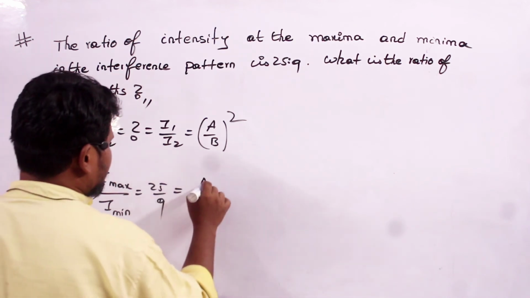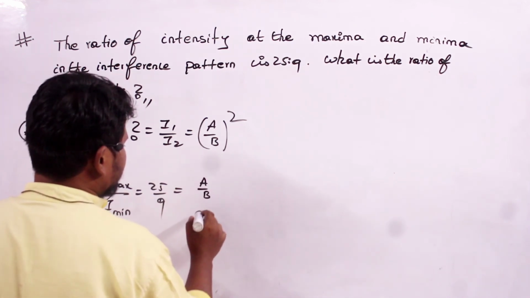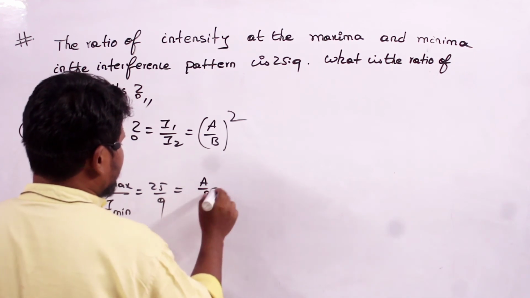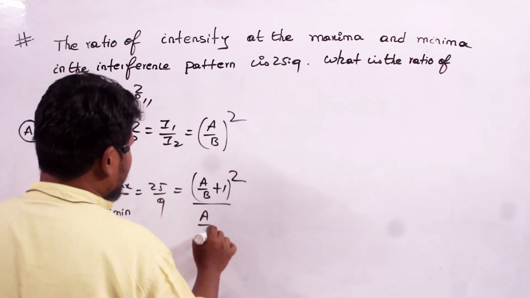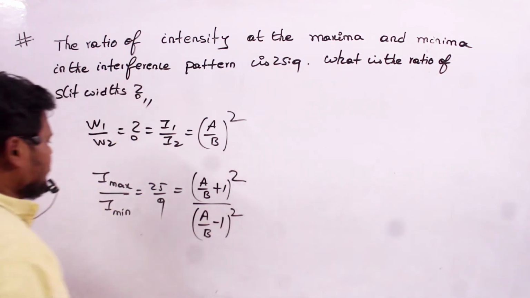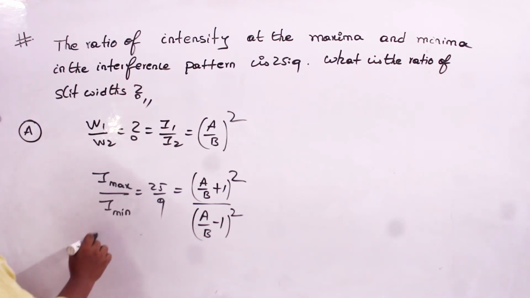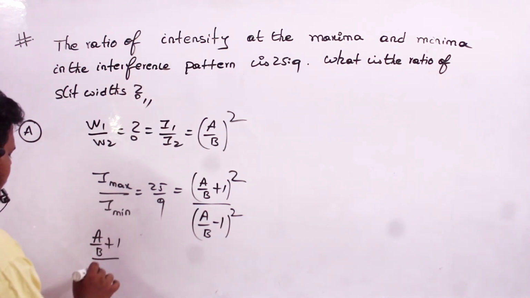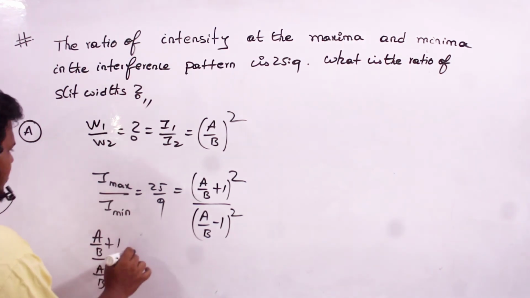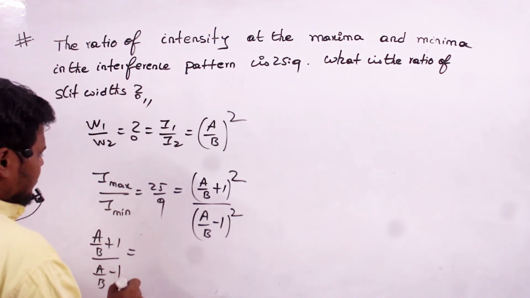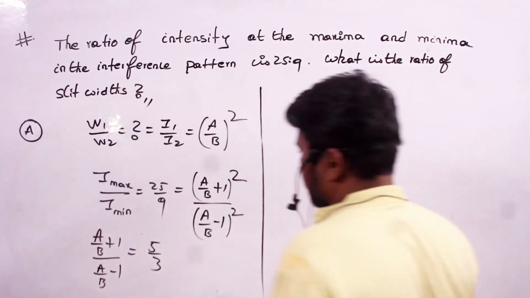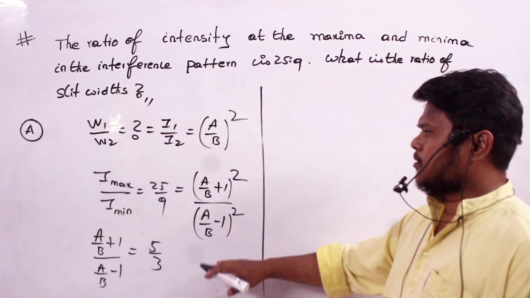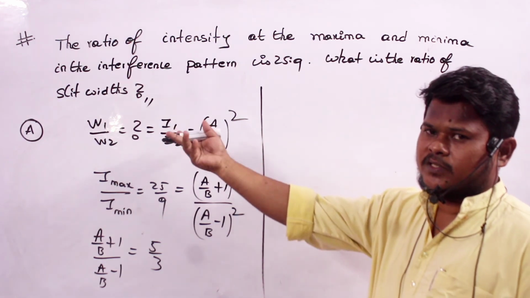So this can also be written as (A/B + 1) whole square divided by (A/B - 1) whole square. That's all, no? So therefore (A/B + 1) divided by (A/B - 1) can be written as root of 25 by 9, which is 5 by 3. Clear? So if you solve this one, then you will get A by B. Once you get A by B, you just square it. That is the ratio of the slit widths.